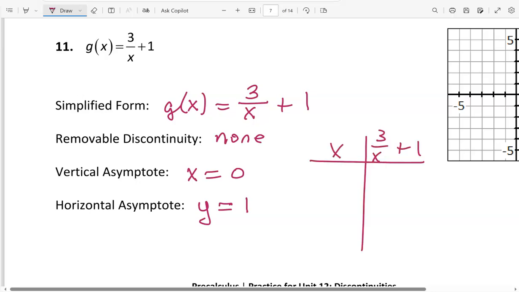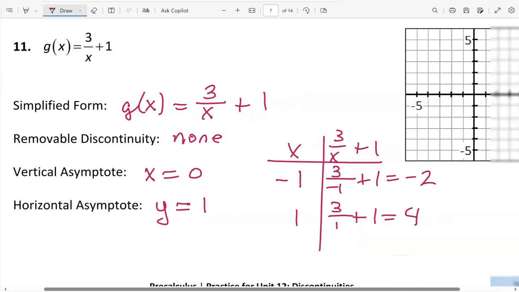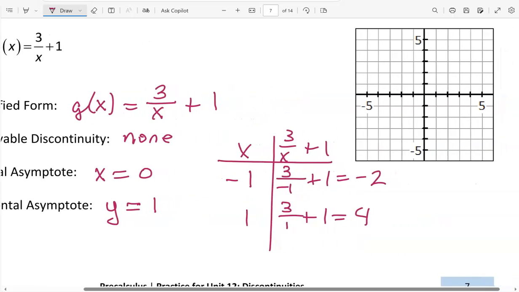I'm going to make a table of values using a point on either side of the vertical asymptote. So on either side of x equals 0, that would be negative 1 and positive 1. So 3 divided by negative 1 plus 1 is negative 3 plus 1, or negative 2. And 3 divided by positive 1 plus 1 is 4. So we're going to have a point at negative 1, negative 2, and one at 1, 4.